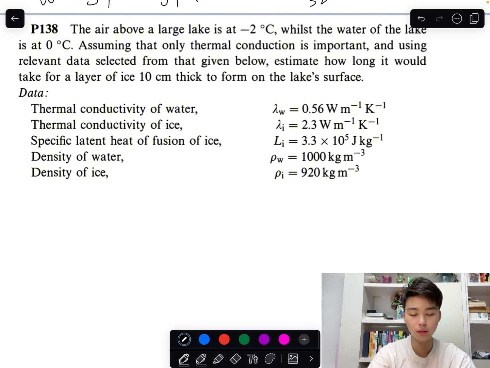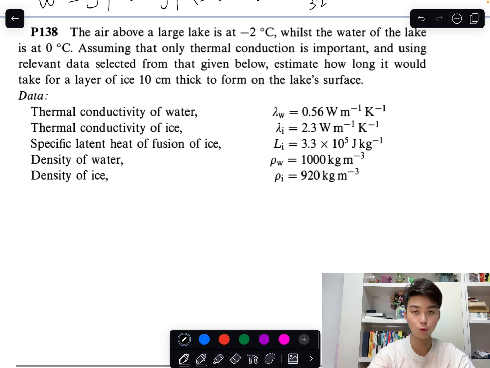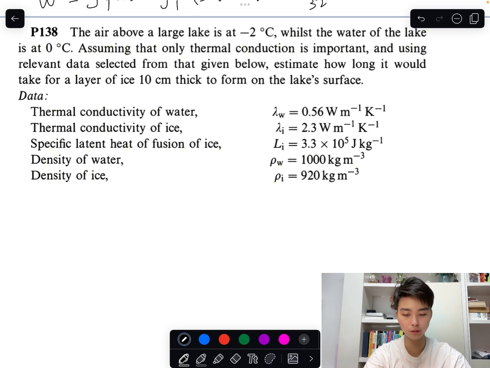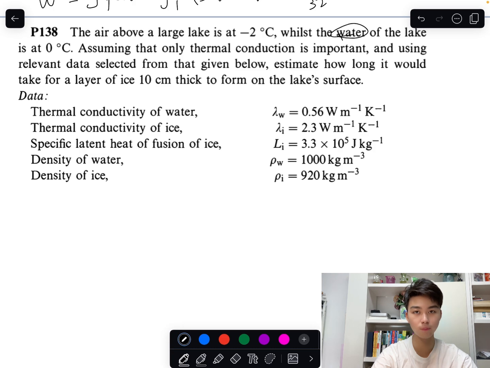So we'll start. The air above a large lake is at -2 degrees Celsius, whilst the water of the lake is at 0 degrees. Well, this is the water, so when it turns into ice, some latent heat will be transferred to the surroundings. Assuming that only thermal conduction is important and using relevant data selected from the given below, estimate how long it would take for a layer of ice 10 centimeters thick to form on the lake's surface.